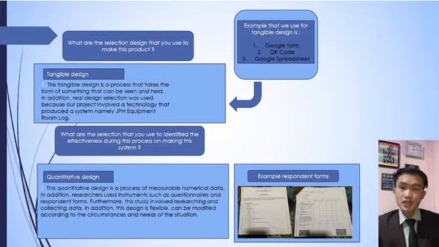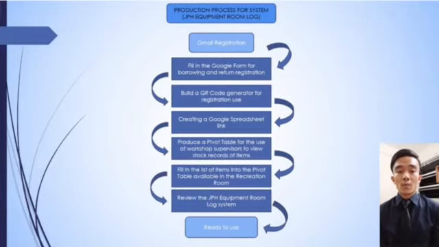So the design that we use is tangible design, for example, Google Form, QR code, and also Google Spreadsheet. And what is the design that we use to identify the effectiveness of the system? So the design that we use is quantitative design, by making a respondent form or questionnaire. There are 8 steps to produce this system.